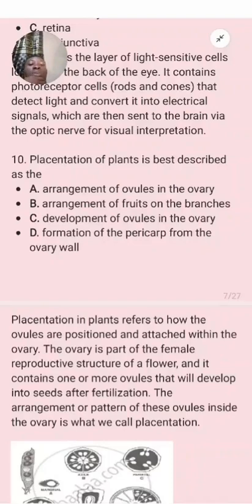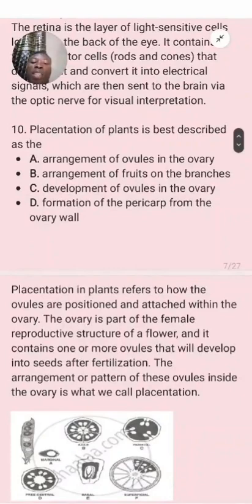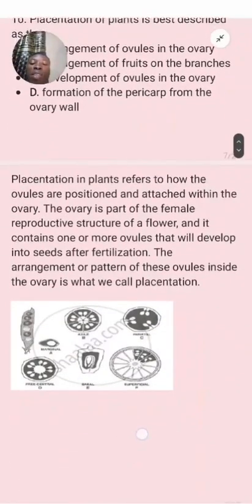So that is option A. And you know that when we say placentation, it is how ovules are positioned and attached within the ovary. If you look at the ovary part of a female reproductive structure of a flower, you see that it contains one or more ovules that will develop into seeds after fertilization. So the arrangement of the pattern, that is what we call placentation.